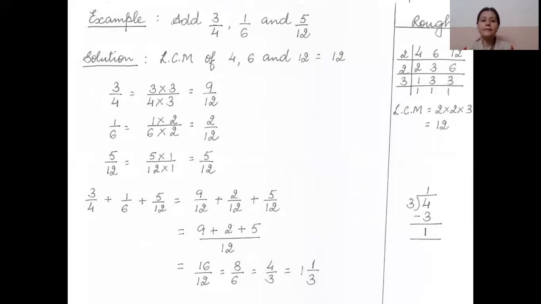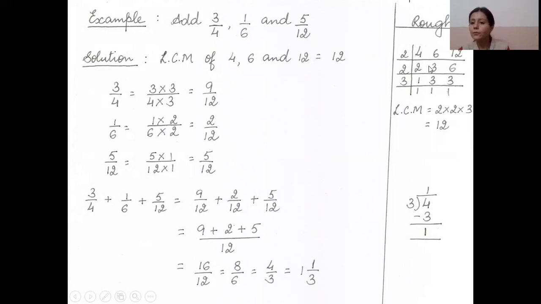Now, children, in the next question, you have to add 3 upon 4, 1 upon 6, and 5 upon 12. Again, these are your unlike fractions. The denominators are different. First of all, you will convert them into like fractions. For that, you will find out the LCM of the denominators. The denominators are 4, 6, and 12. Find out the LCM of 4, 6, and 12. You can see I have done the calculation in the rough column, children.